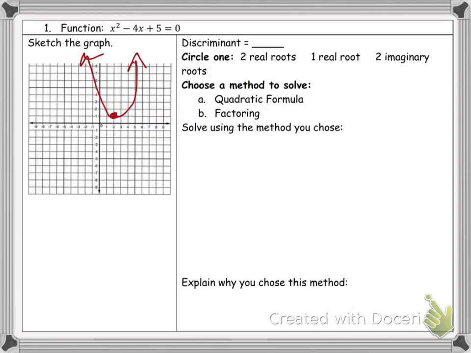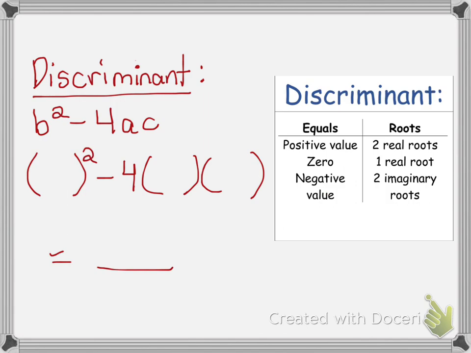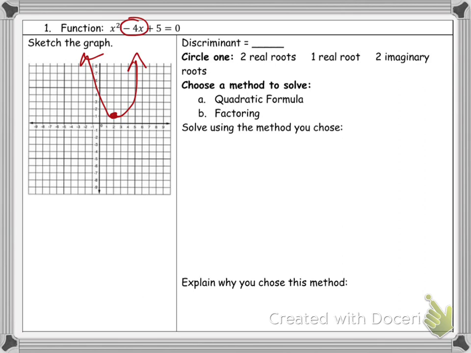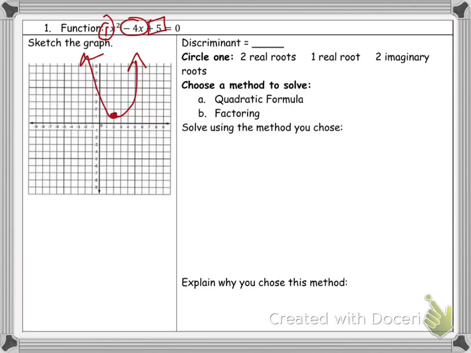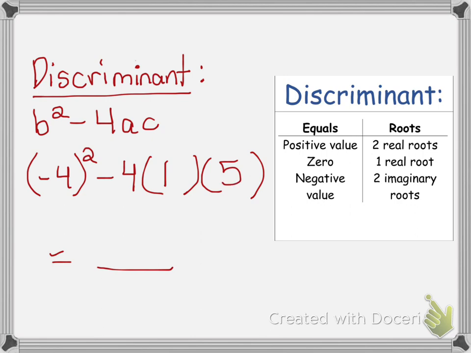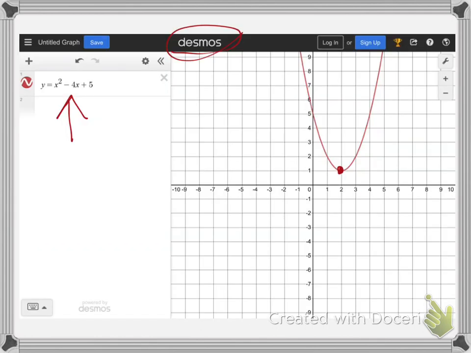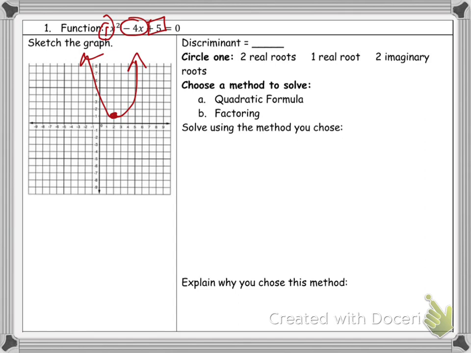Okay, to find my discriminant, using the formula b squared minus 4ac, I'll plug in the value that I have for b, which is negative 4. And then my value for a is this imaginary 1 right here in front of x squared. And my value for c is the last number, which is 5. When I type all of this in the calculator with the parentheses, it's going to equal negative 4. Since my discriminant is a negative value, that means I have 2 imaginary roots. So, going back to the problem, my discriminant is negative 4, and I have 2 imaginary roots.